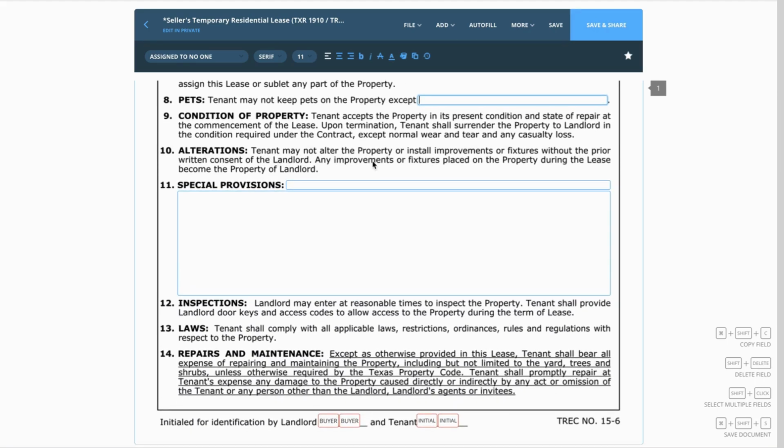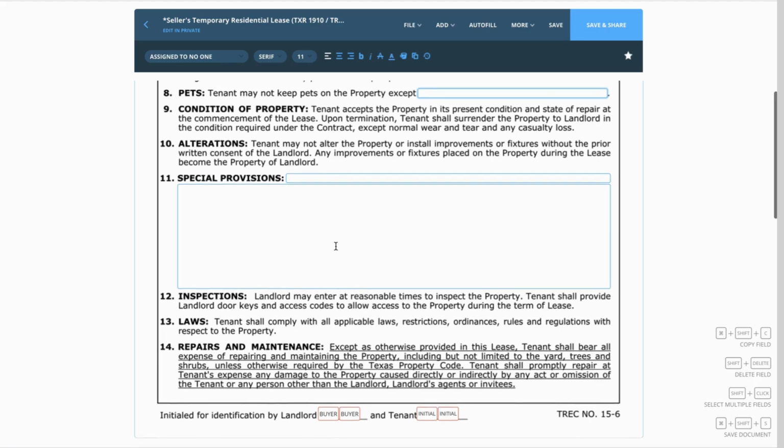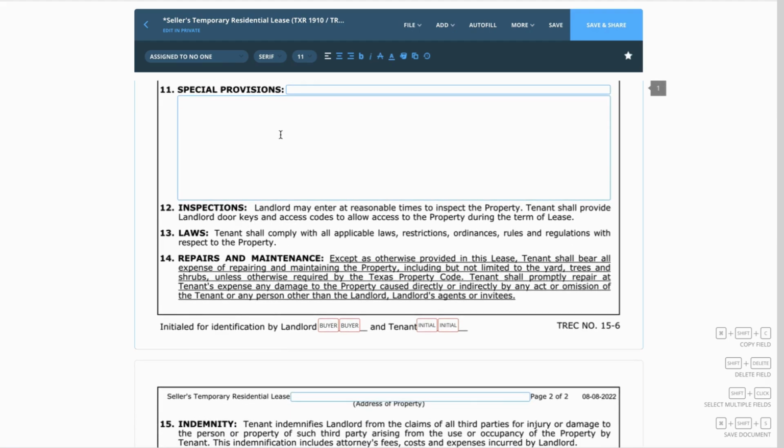Alterations. Tenant may not alter the property or install improvements or fixtures without prior written consent of the landlord. Any improvements or fixtures placed on the property during the lease will become the property of the landlord. Special provisions. Leave that blank unless there's a lawyer that wants to write in there. Inspection. Landlord may enter at a reasonable time to inspect the property. Tenant shall provide landlord door keys and access to the property during the term of the lease.